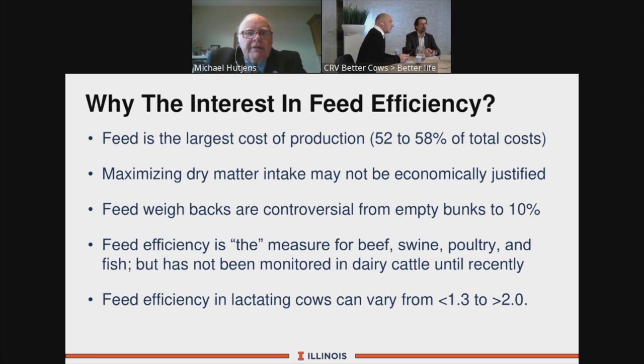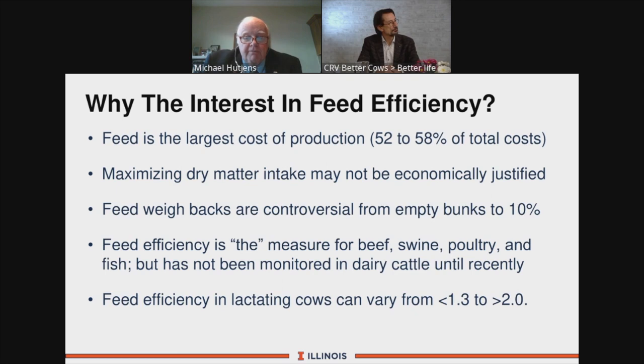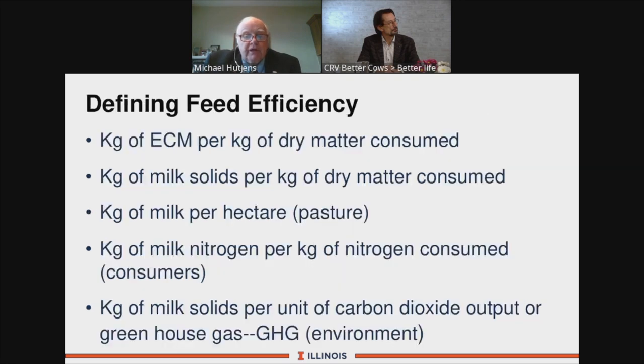Certainly dairy has been a bit late coming to the party. Feed efficiency is the measure for beef and swine, poultry, and fish. And so it's a relatively new aspect. But the good news is even our journals now are reporting feed efficiencies on their research studies. And look at the bottom line. Feed efficiency can be as low as 1.3, you'll see what that means in just a minute, to over 2. Both of them are really at risk on the dairy farm if you have either of those two extreme numbers.